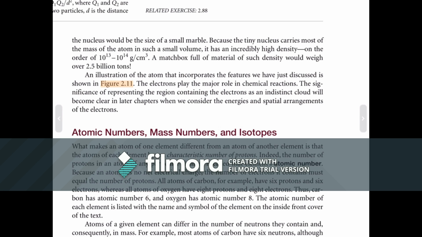The electrons play a major role in chemical reactions. The significance of representing the region containing the electrons as an indistinct cloud will become clear in later chapters when we consider the energies and spatial arrangements of the electrons.